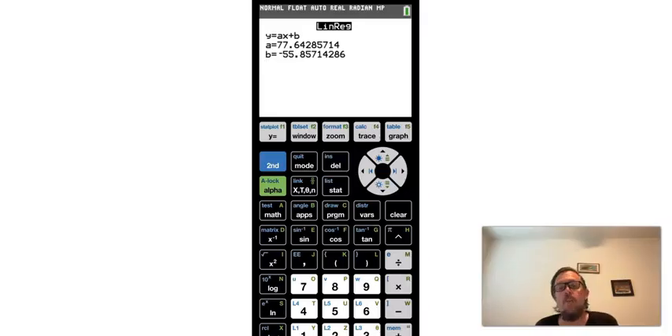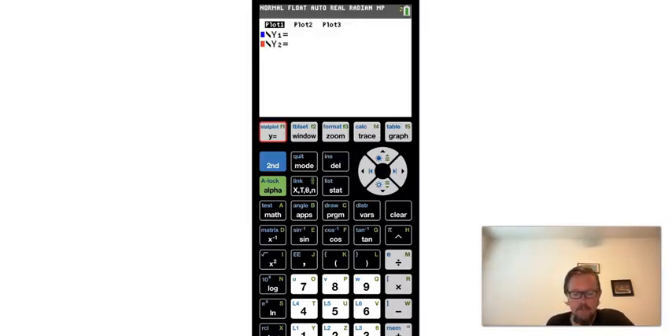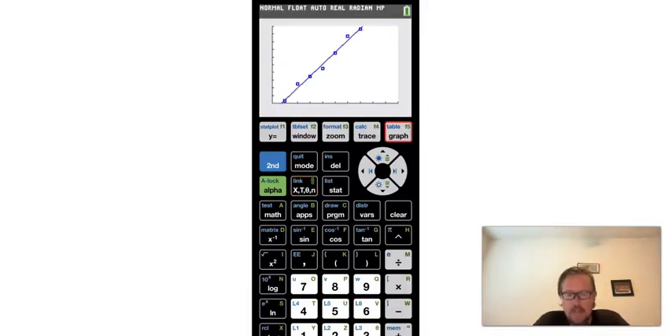So now I'm going to graph this. On my calculator, I'm going to press y equals, and I'm going to graph y equals 77.64x minus 55.86. And there it is, right up through the middle of my points. That's my best fit line.